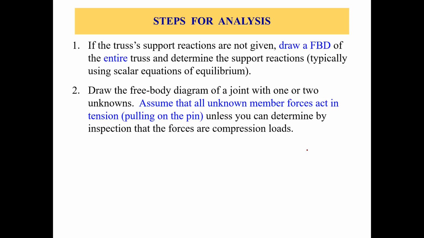There will be joints in the truss which have more than 2 unknowns, and there will be joints where you have 1 or 2 unknowns. So start with the joints which have fewer unknowns, 1 or 2, and then work your way towards the other joints. By the time you reach there, you will know some more forces, so there will be fewer unknowns left at that joint.